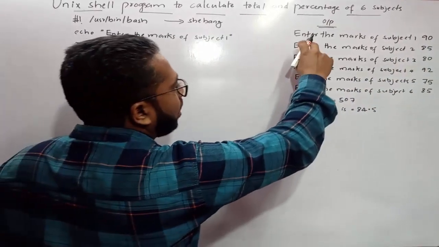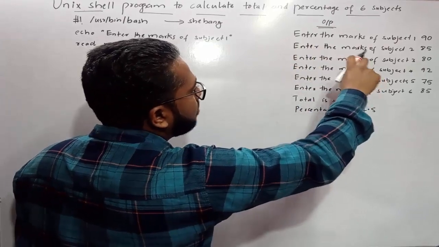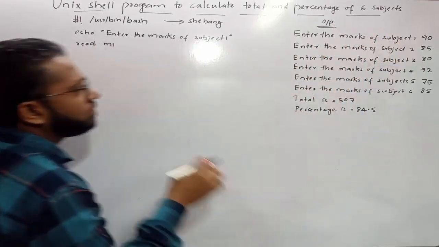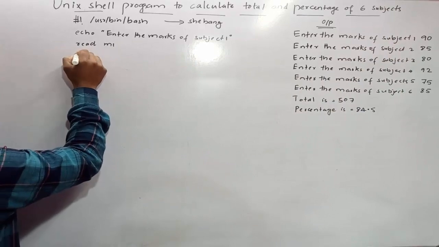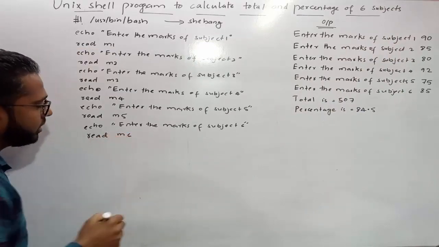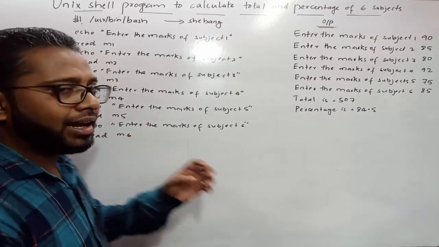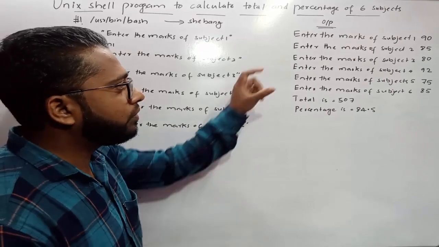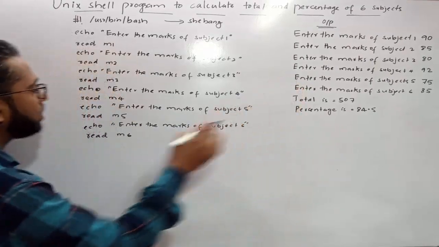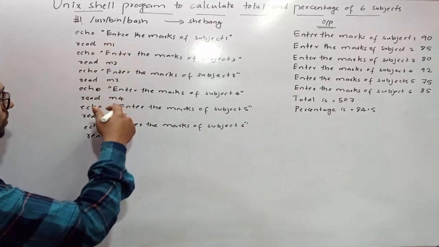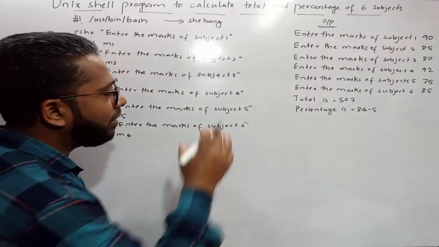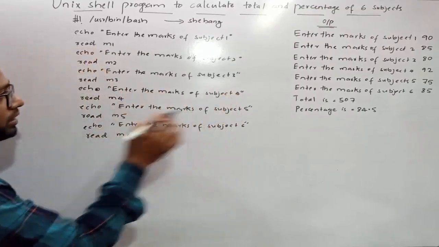Similarly, I will ask these different messages to the user to enter different marks. Echo... 6. Okay, so now I have taken the marks of 6 different subjects, and those marks get stored inside M1, M2, M3, M4, M5 and M6. Now I need to make the total of these marks.